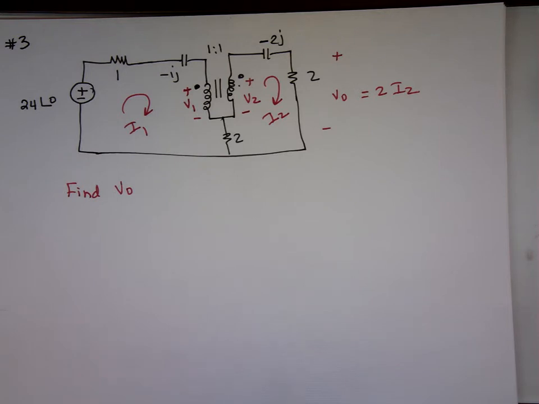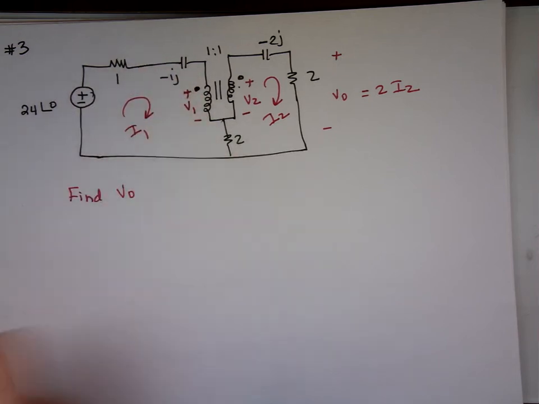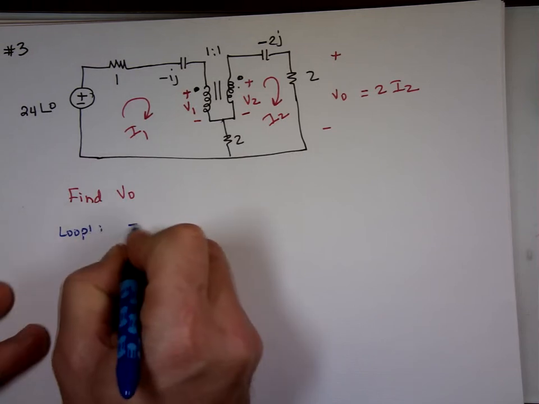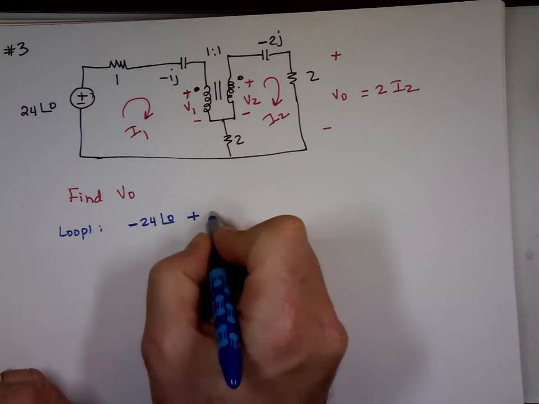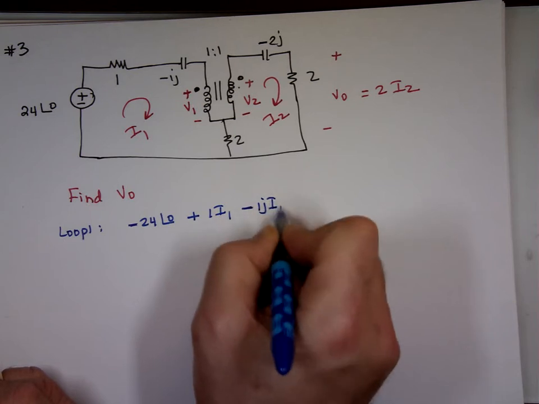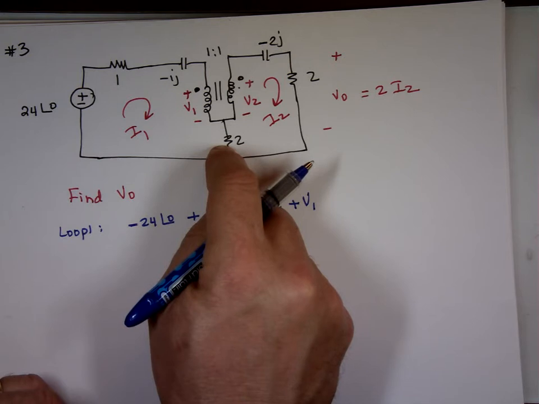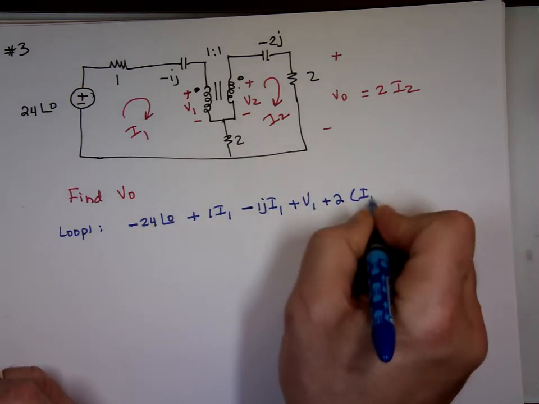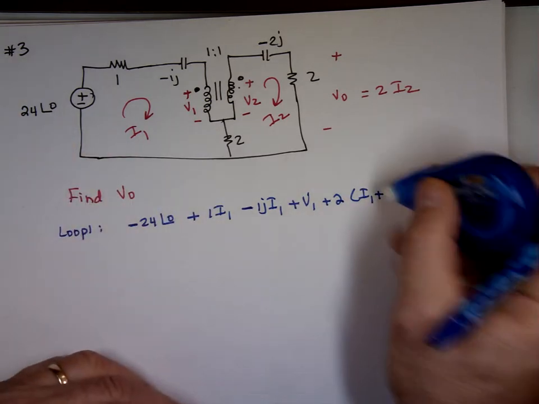Because if you do KVL right here, if you do the first loop here, what you have is what? Loop 1, negative 24 angle 0, plus 1 I sub 1, minus 1j I sub 1, plus V1, right? Plus the voltage drop here. Now this is 2 times I sub 1 plus I sub 2, minus I sub 2, not plus, minus. I sub 1 is going down, I sub 2 is going up.